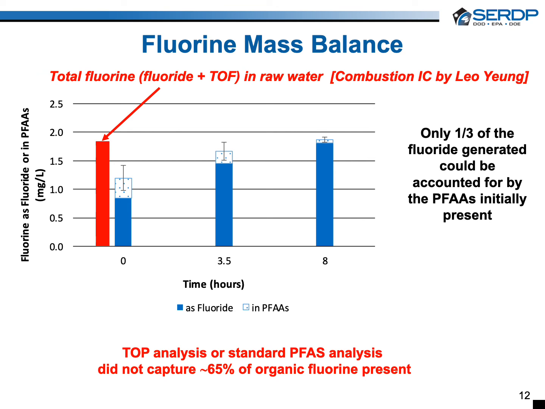And in fact, if you do the mass balance based on how many perfluoroalkyl acids were initially there, only about a third of the fluoride that's actually generated could have come from that. So about 2/3 of the fluoride that we generated over this 8-hour experiment had to come from these polyfluorinated compounds.